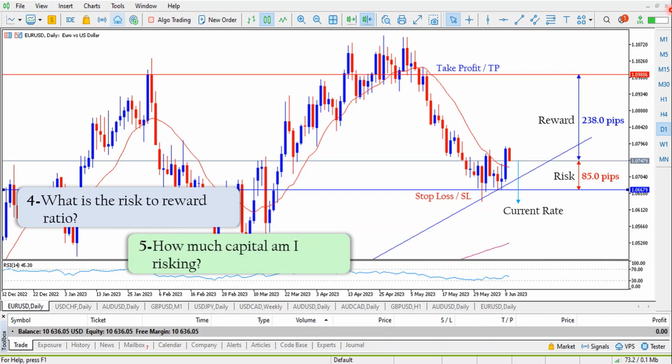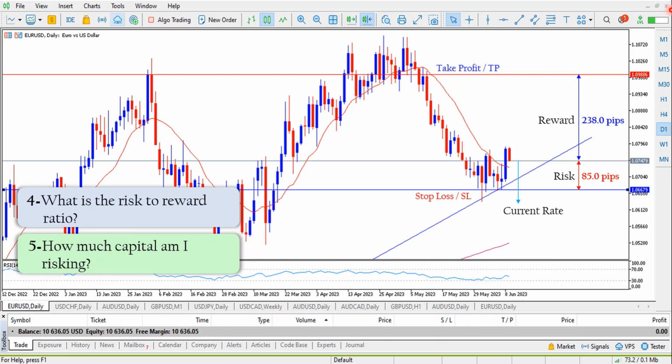Number 5, how much capital am I risking? So till now you already understand that I am going to risk 85 pips and I will make 238 pips. But according to the capital, I need to understand how much money I am going to risk, because I need to compare that risk with the total amount of my balance or capital.